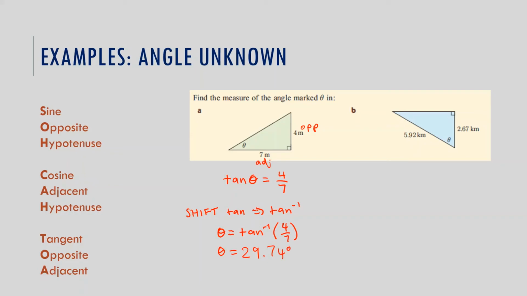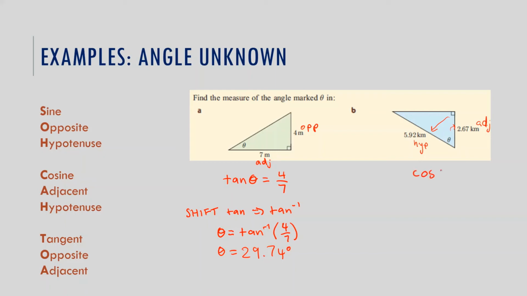Now let's have a look at a second example. So theta is here, that means this here is going to be my adjacent, and the side opposite the angle is my opposite, and that is my hypotenuse. So if I look through, do I have sine? I don't have my opposite and hypotenuse, so it's not sine. My next one, cosine, adjacent and hypotenuse. Well, I have my adjacent and hypotenuse, so it's going to be cosine.